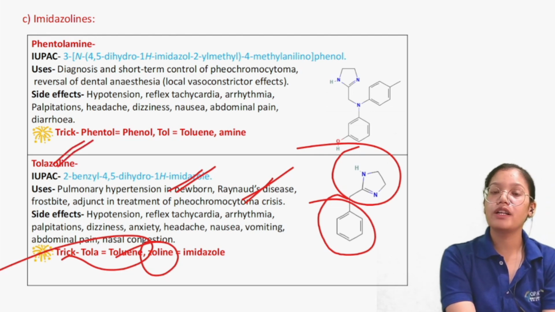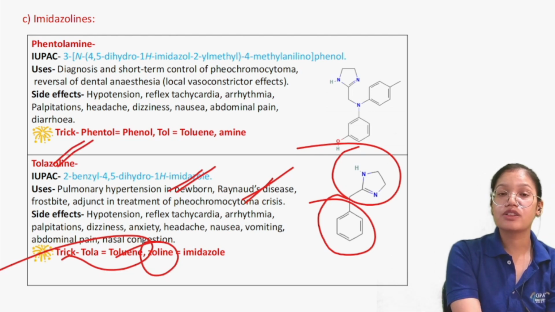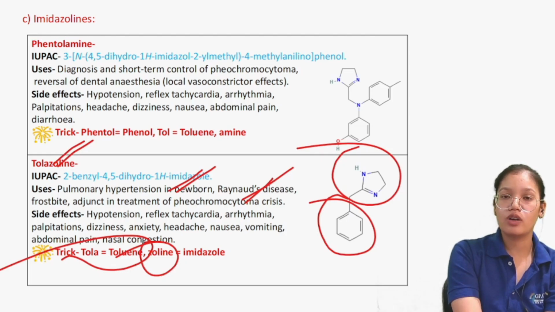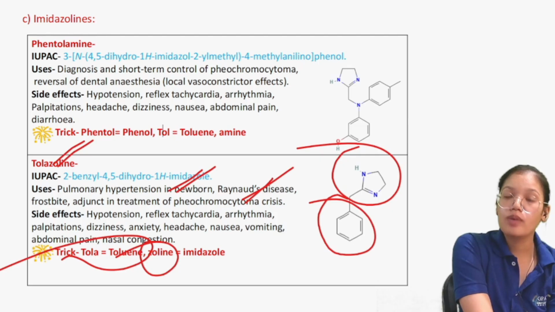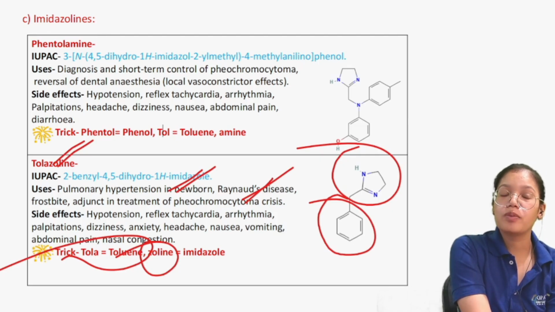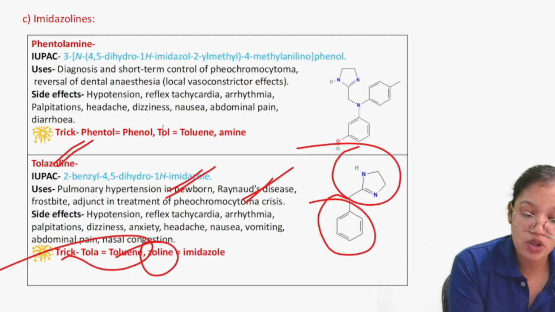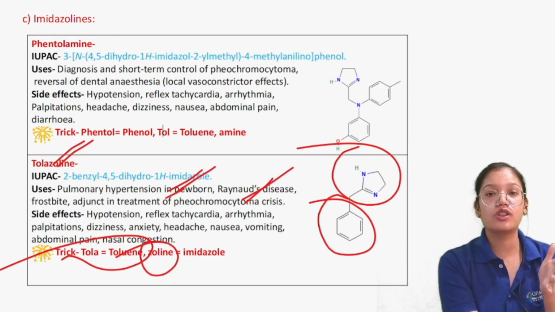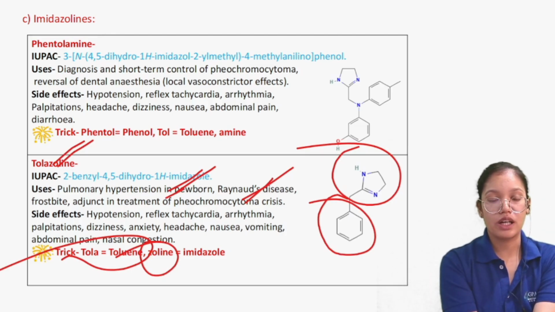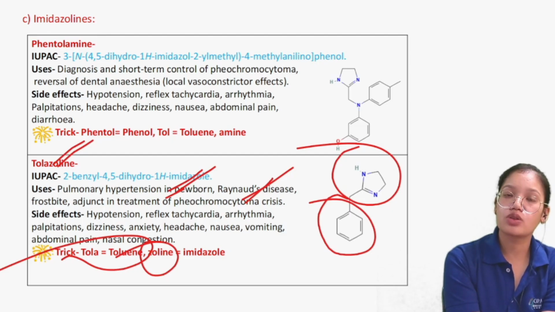Then frostbite. Due to extreme cold weather, frostbite can occur, where there is snow and all. For the treatment of that also, tolazoline can be useful. Then as an adjuvant, it can also be used in the treatment of pheochromocytoma. So those are the uses of tolazoline.